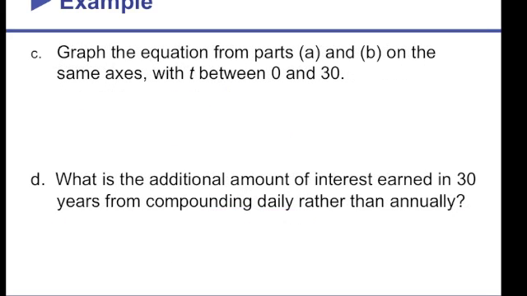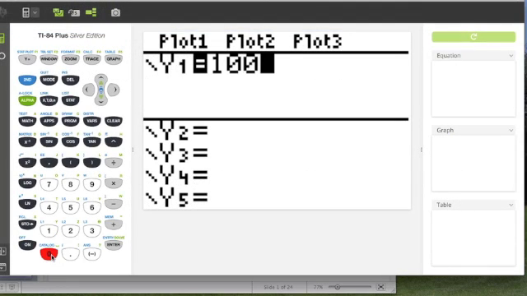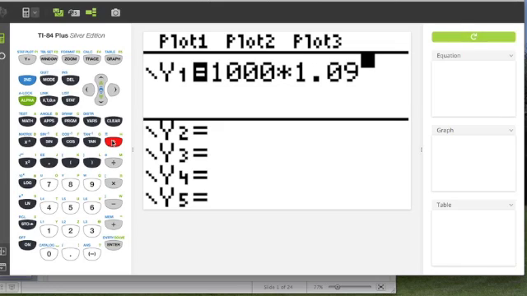We want to do two more things. We want to graph the equations of part A and B on the same axis with T being between 0 and 30. And what is the additional amount of interest earned in 30 years from compounding daily rather than annually? 1,000 times 1.09 raised to x.